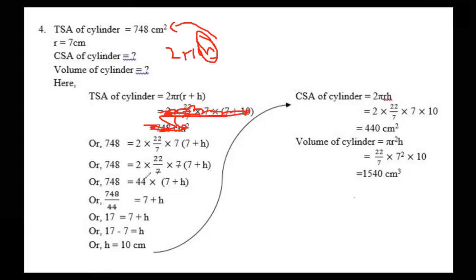So 2 into 22 will be 44. When you multiply on one side, it becomes division on the other. Look at the screen first. So 44 goes to the other side as division, and 7 plus h is the remaining expression. So 748 divided by 44 will be how much? 17. So 7 plus h equals 17, and when the 7 moves across it becomes minus. So 17 minus 7 equals h. That means h will be equal to 10 centimeter.